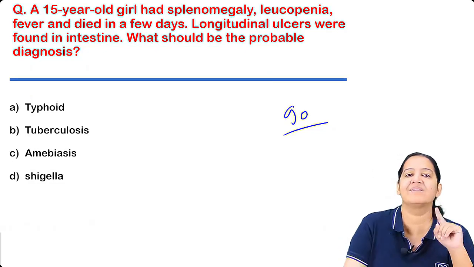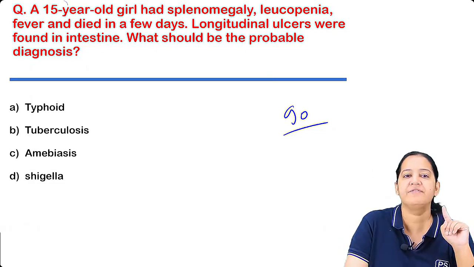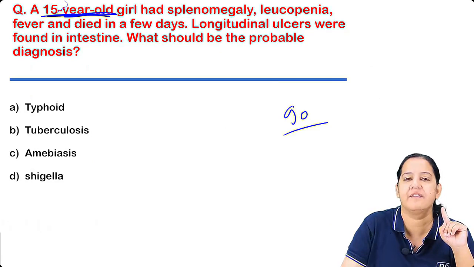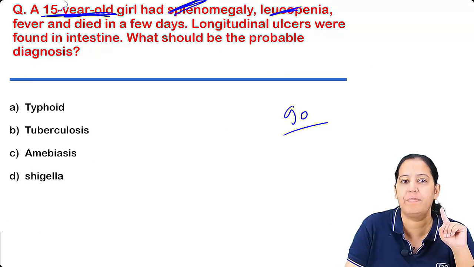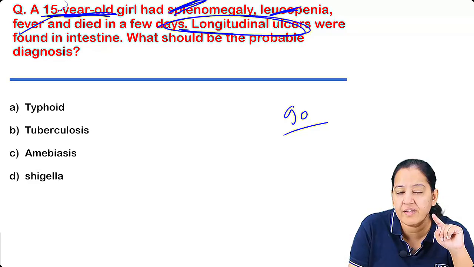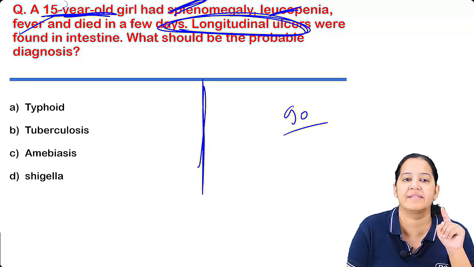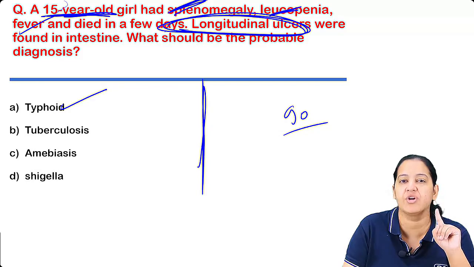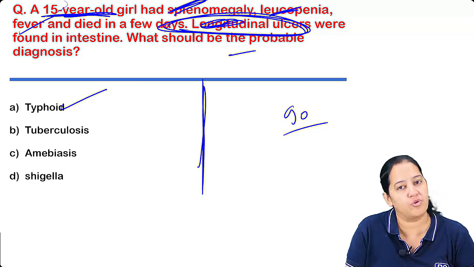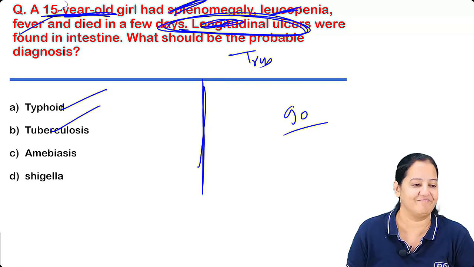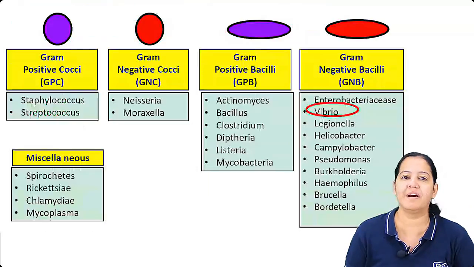Chalo. What is the answer? There is a 15-year-old girl presented with splenomegaly, leukopenia, and fever. Died a few days ago. Longitudinal ulcers. सबसे बड़ा clue है. Long is the type. It's typhoid. है ना? If I change the question from longitudinal to transverse, answer will become TB. The same question will convert into TB. है ना? So we are done.